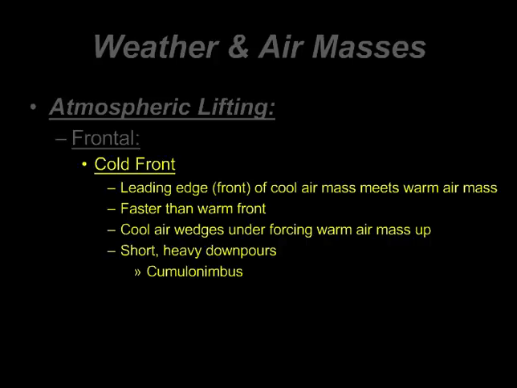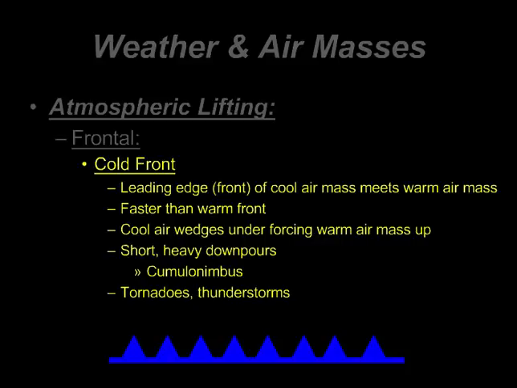Characteristic of a cold front are those cumulonimbus clouds that we've talked about in a previous video lecture. Tornadoes, thunderstorms, oftentimes severe weather, we associate them with cold fronts more than warm fronts. Although they do occur occasionally with warm fronts, more oftentimes we're going to associate them with cold fronts. When we see this symbol here on a weather map, that is an example of a cold front. The direction that the triangles are pointing is the direction that the cold air mass is moving.